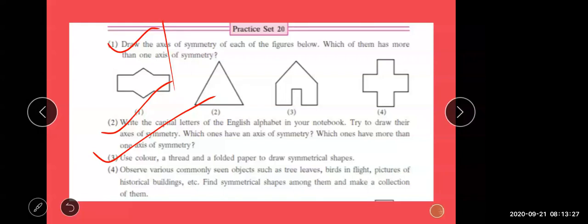Our question number 4. Now, what is question number 4? Observe the various commonly seen objects such as tree leaves, birds, sights, pictures of historical buildings, etc. Find the symmetrical shapes among them and make a collection of them. Look at it. Question number 4. Okay.